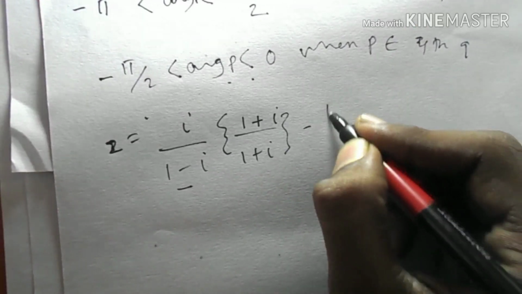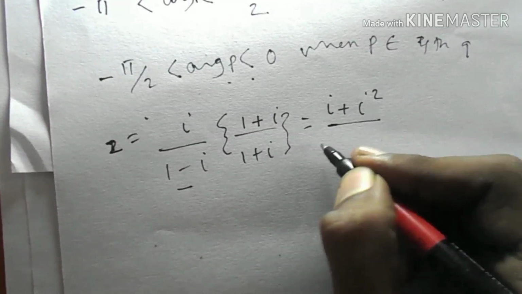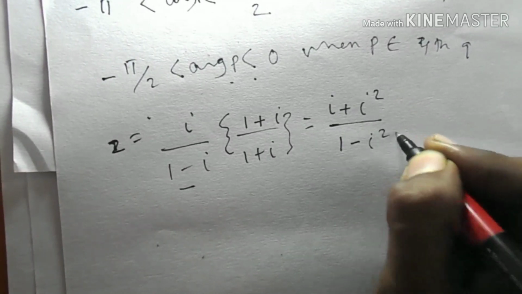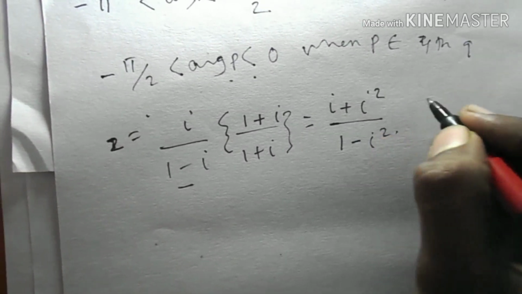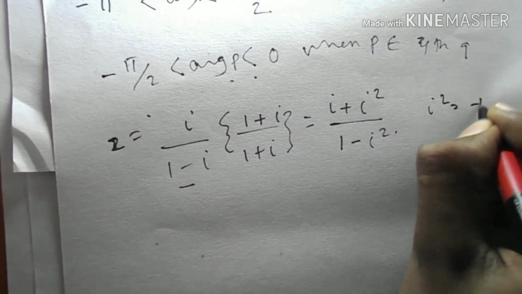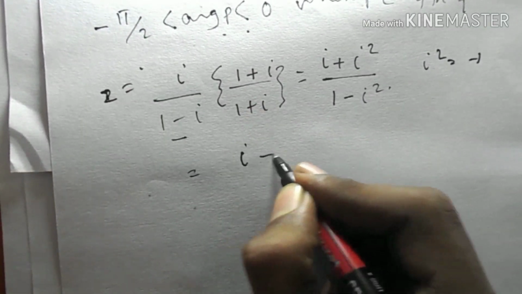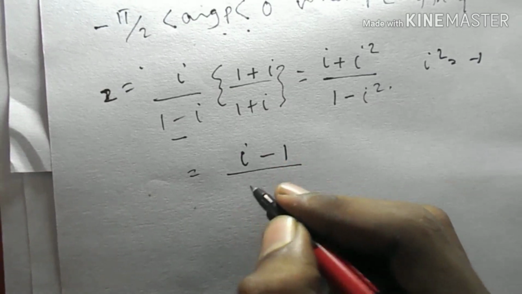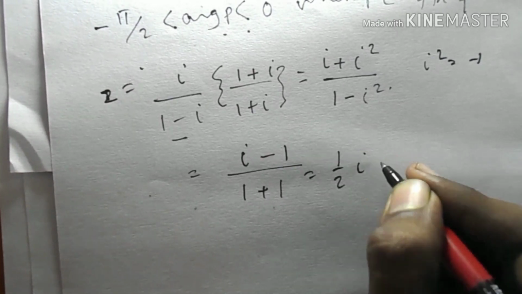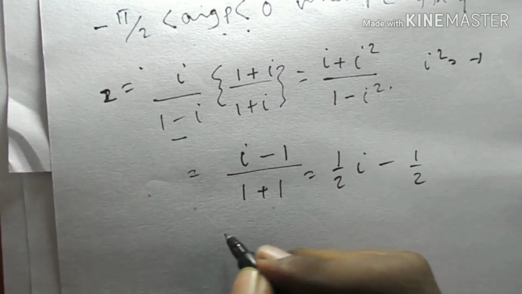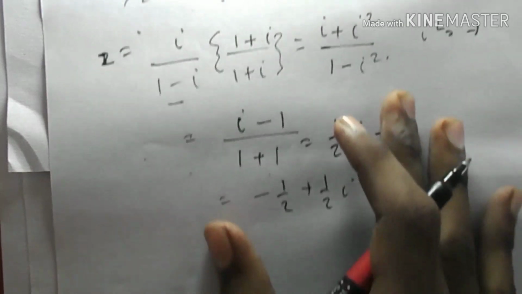Now what I get is i on the numerator, i plus i square, whole by 1 minus i square. Now remember the value of i square was minus 1. So we get this as i minus 1 divided by 1 plus 1. This is half i minus half, or we write it as minus half plus half i.